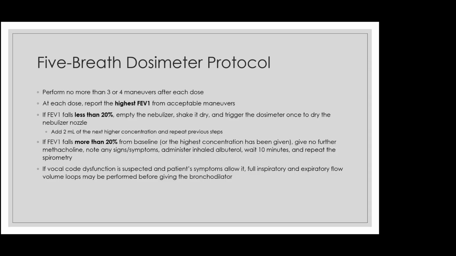However, if the FEV1 falls more than 20% from baseline, or the highest concentration has been given, 16 milligrams per milliliter, give no further methacholine. Make note of any signs or symptoms the patient is experiencing. Administer albuterol, wait 10 minutes, and then repeat the spirometry. In patients who are concerned for vocal cord dysfunction and the patient's symptoms allow it, you can do full inspiratory and expiratory flow volume loops before giving the bronchodilator. This is usually noted before the test is performed, and the physicians should note if they're concerned about this in the pre-test ordering.